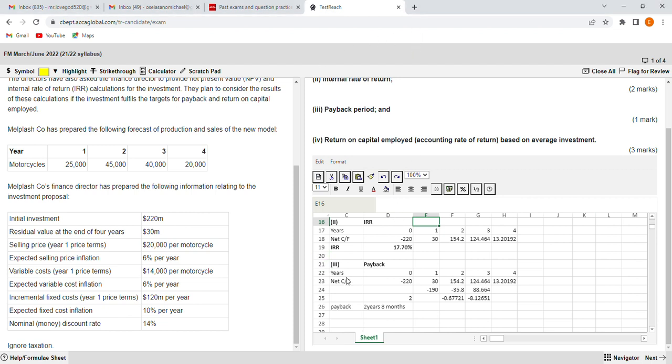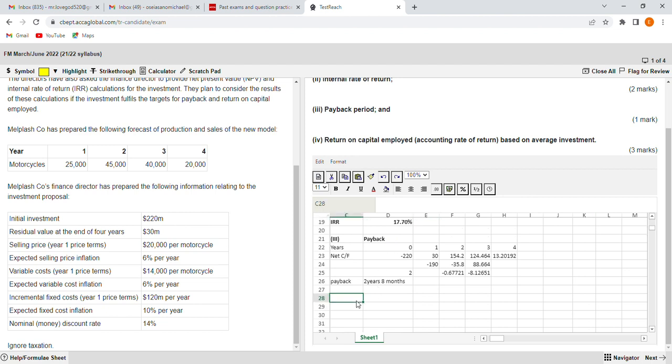That is the payback period. We have your return on capital employed. That is IV. Because of time, I will solve this question and show you how to mark. So the IV. We have your ROC. Now your ROC, you have your total cash inflow.